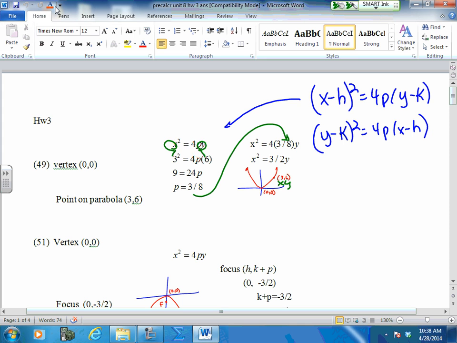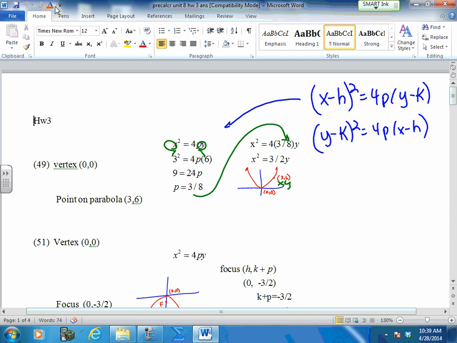Okay? Sometimes you have a focus and a directrix, you can find p, it's easy. Sometimes you have a point on your parabola, you got to use the xy concept. We did like 3 or 4 examples on Friday, and we found p on a couple of them using a focus or a directrix, and then we used the x and y point. Questions?